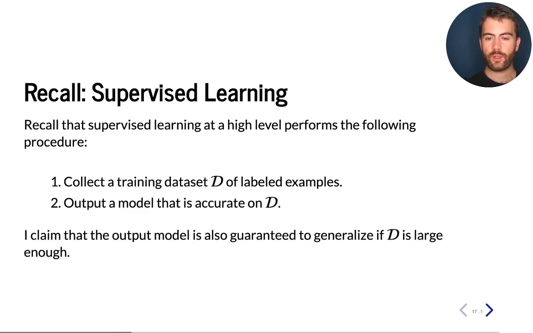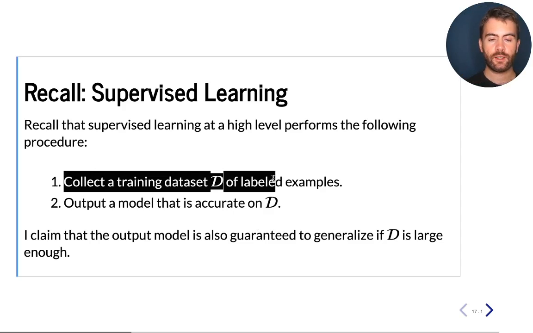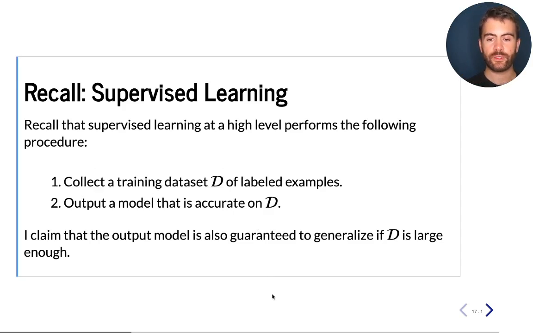So can we say that supervised learning returns a model that generalizes? Recall that supervised learning at a high level involves the following procedure. First we collect a training data set of labeled examples, and this data set is denoted by D. And then we run a learning algorithm which finds a model that has a good fit on the training data set. So it does well on the training data set, and in particular it will be accurate on the training data set.